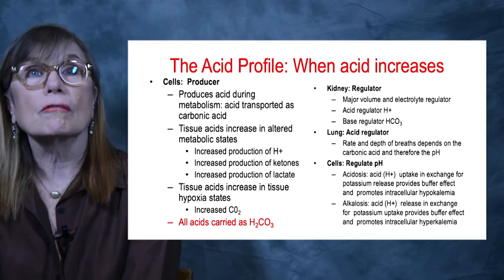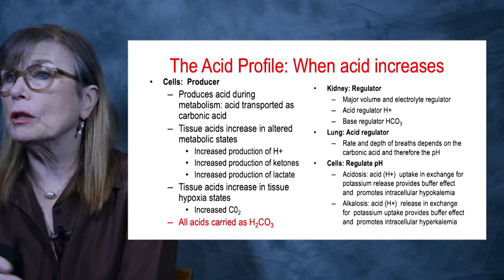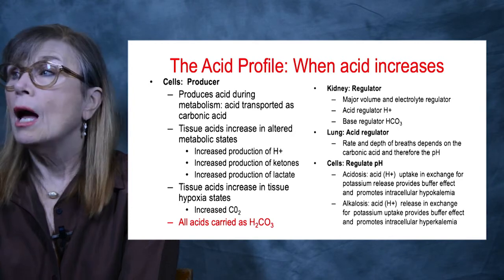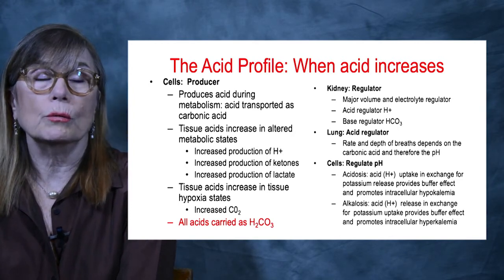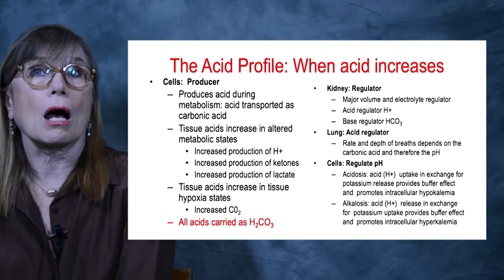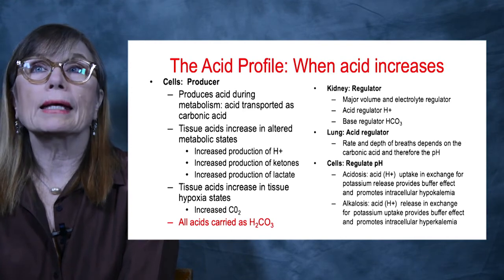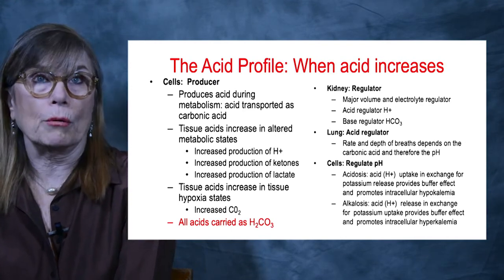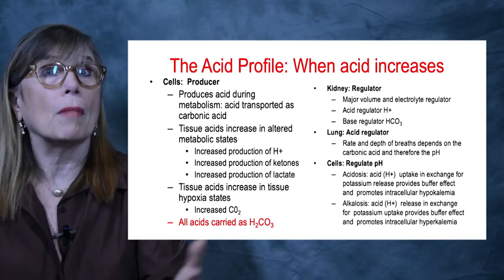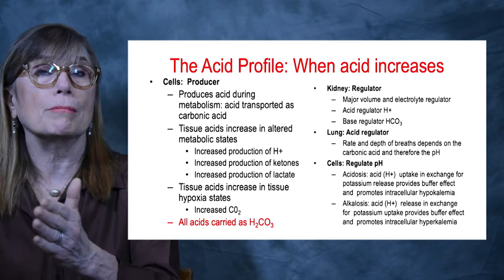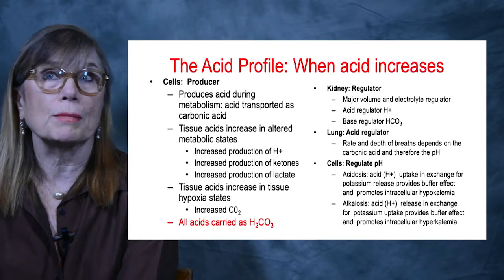So, first and foremost, cells produce both the metabolic acid hydrogen, often seen with ketosis and lactic acidosis, and also produce the respiratory acid CO2. Now, let's look to the right side of your screen and talk about regulation. The kidney regulates acid. It's a major component of kidney function. And anybody who's been to CRT class knows that my consideration is if I have refractory metabolic acidosis, I think it's a time to consider continuous renal replacement therapy.